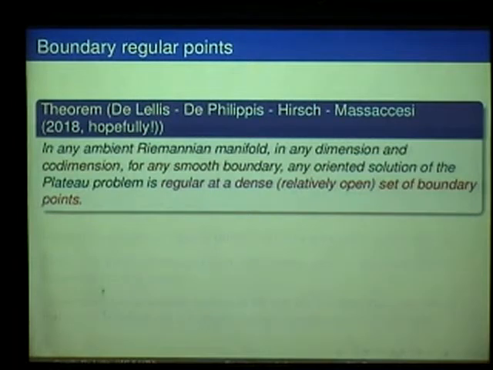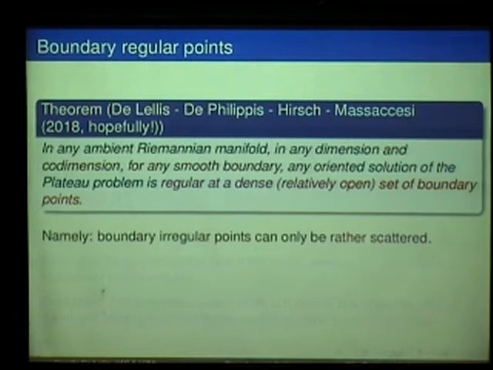So the theorem tells you that in any Riemannian ambient manifold, in any dimension and codimension, and for any smooth boundary, any oriented solution of the Plateau problem is regular at a dense, relatively open set of boundary points. Okay? So, in particular, there is at least one point where you're regular. But in fact, it tells you much more. Boundary irregular points can only be rather scattered. At least topologically, they must be a meager set, so rather small.